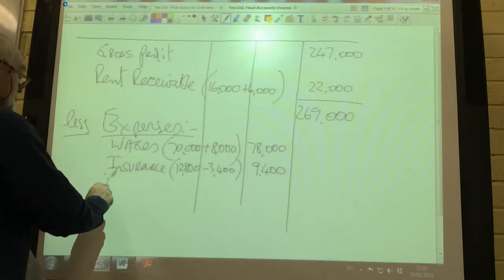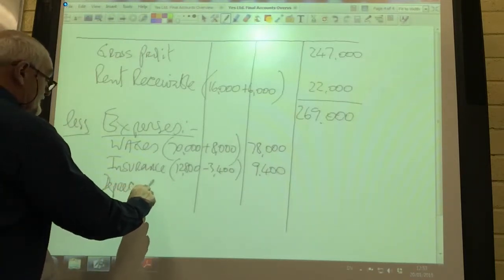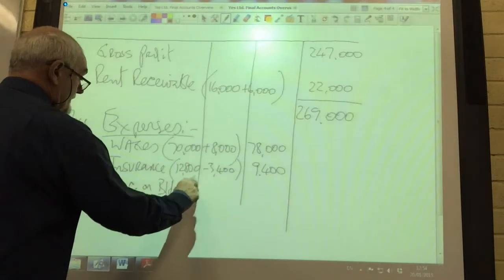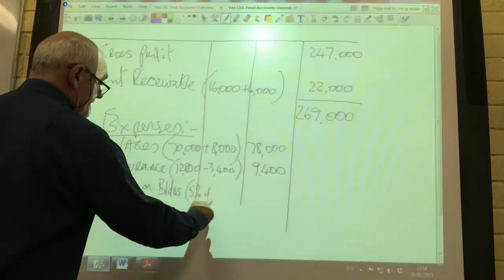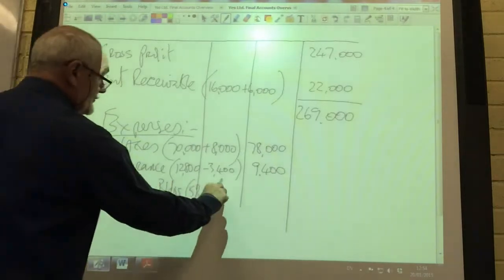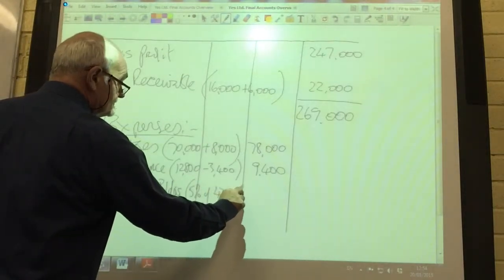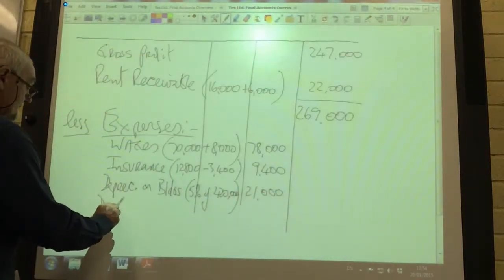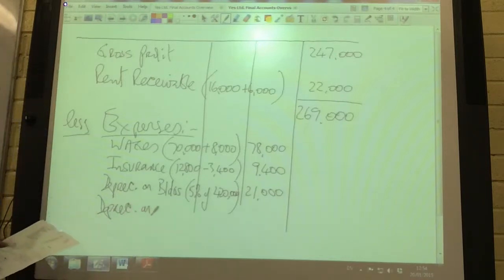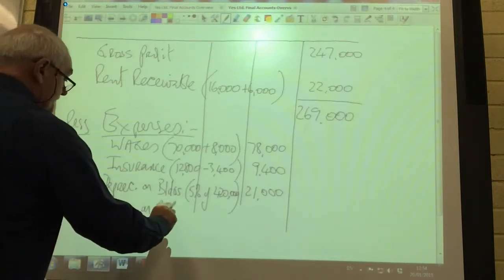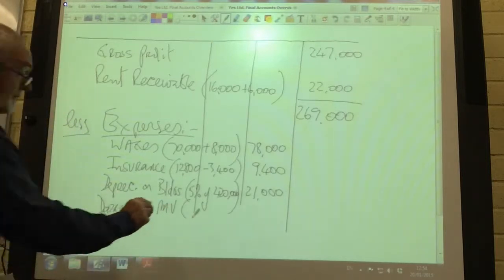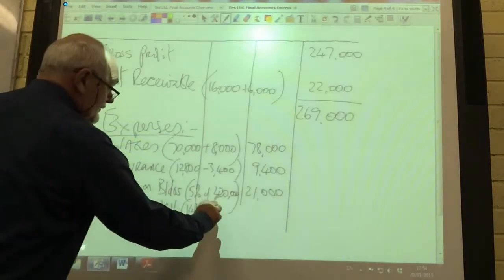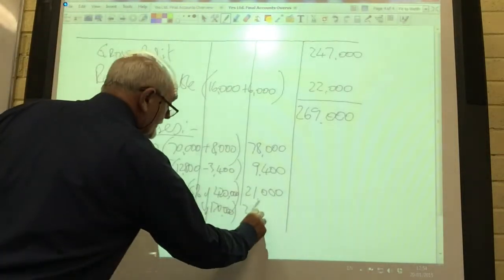And then we've got two depreciation figures. We've got depreciation on buildings. It's 5% of 420,000. So we've got 21,000 for depreciation on buildings, and then we've got depreciation on delivery vans or motor vans of a peculiar 14%, 14% of 170,000, 23,800.